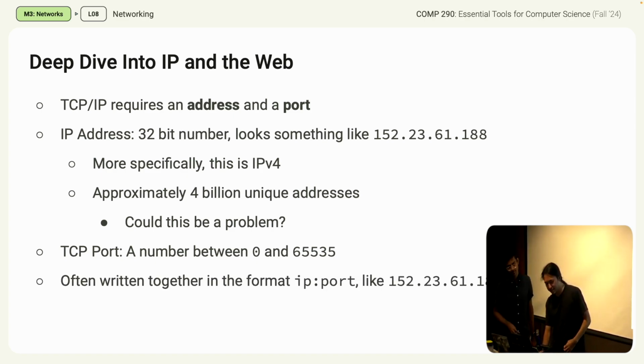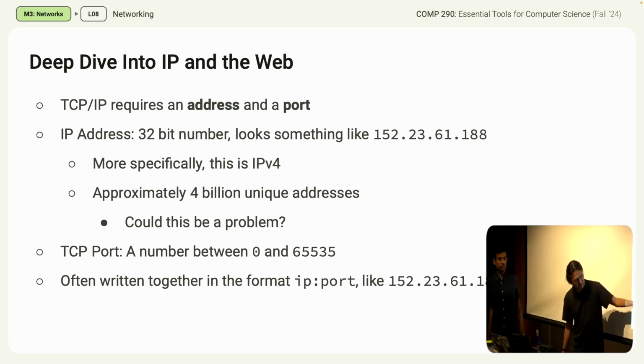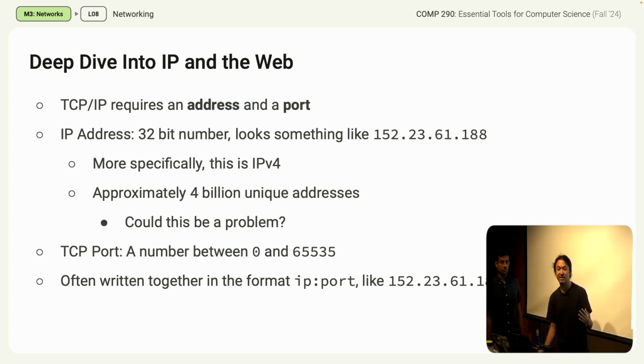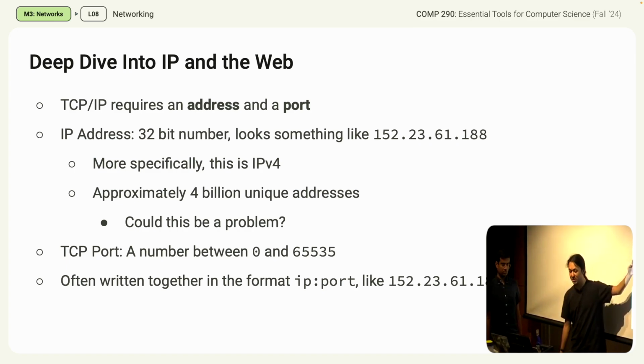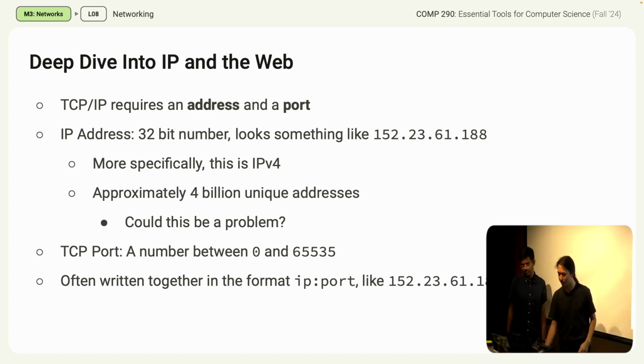And you'll often see, when you see IP addresses and ports, you'll see them together in this format, where we have the IP address first, a colon, the port that we want to access. And this is all we need to access anything on the TCP/IP stack, right? Remember the 4 layers there. It's called TCP/IP. It requires an IP and a TCP port. And through that, we can then address anything on our network.